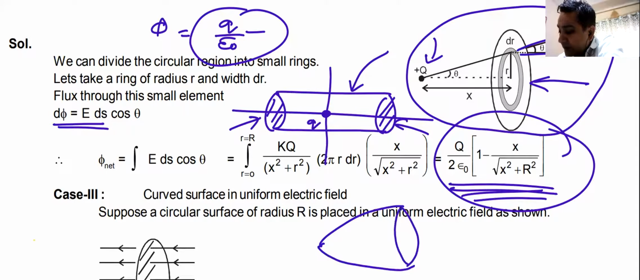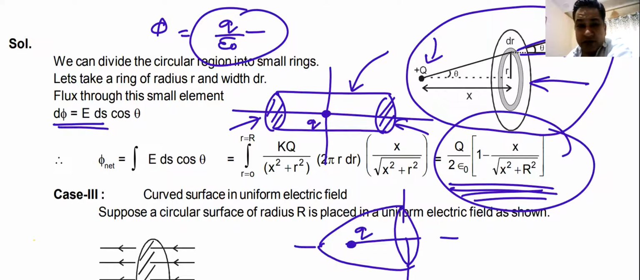This could be an elliptical surface, and then I have placed the charge somewhere on the axis of this surface. Inside this surface, charge q. Then I ask you to find out what is the flux through this curved part. What do you do? You enclose it, make it a closed surface.